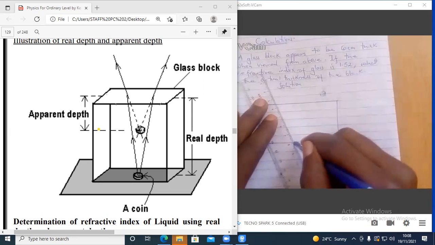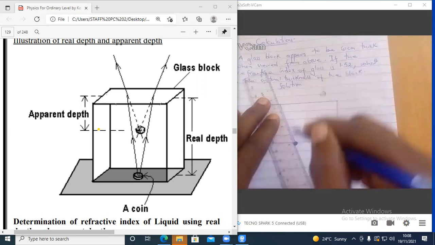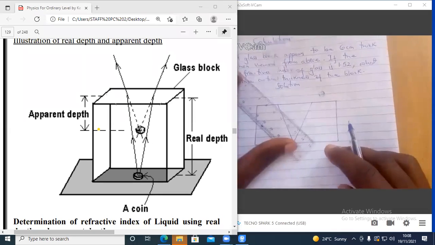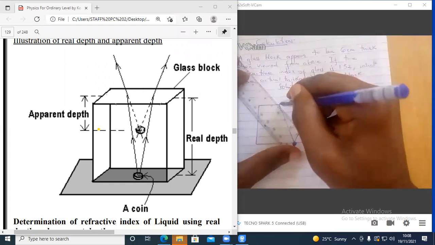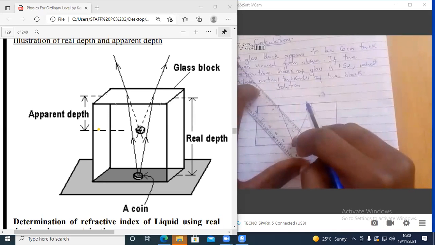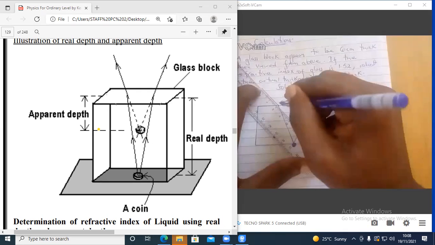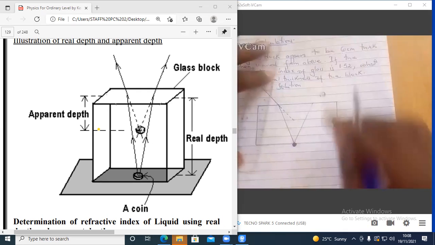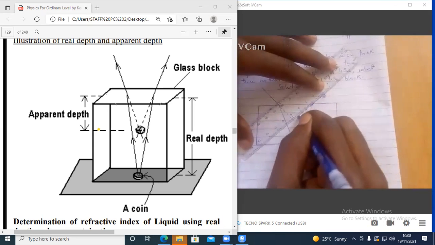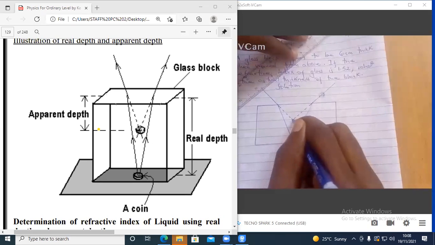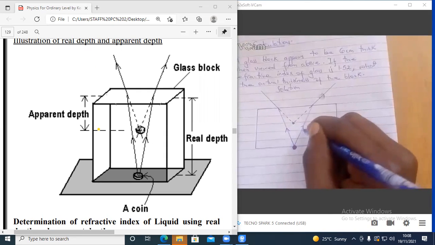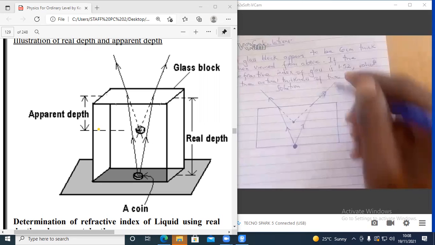You find that light from here will move like this, then this one also will move like that. But due to refraction, it will be refracted to some point here. So the object will appear to be at that point. So this way you see as if the object is there.